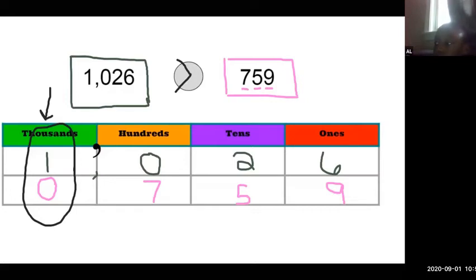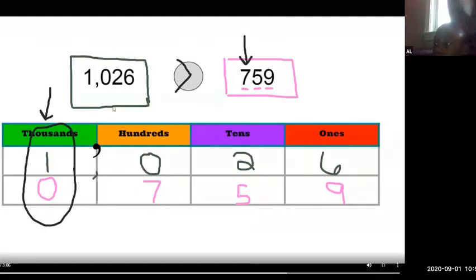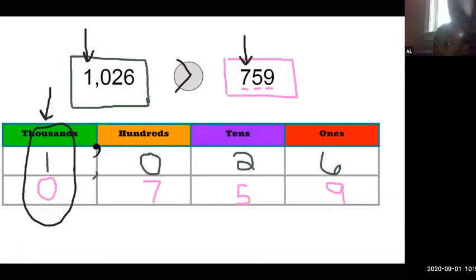Now don't let this confuse you. Always use your place value chart to plug in the digits into their proper place value positions. Because if you just go with your first glance, you might get tricked. Because you can see that the first digit in this number is a 7. The first digit in this number is a 1. You might get tricked thinking that the 759 is larger than the 1,026 because 7 is larger than 1.